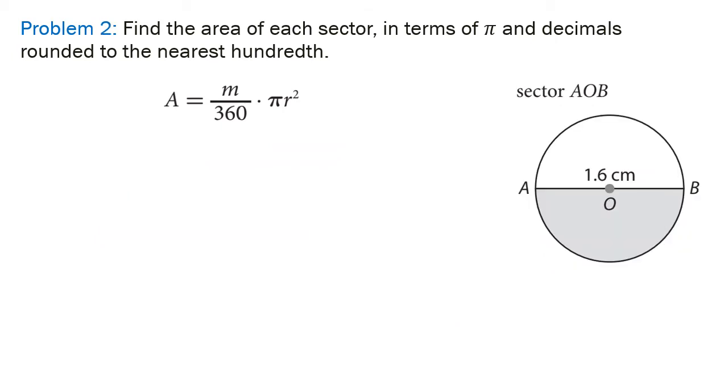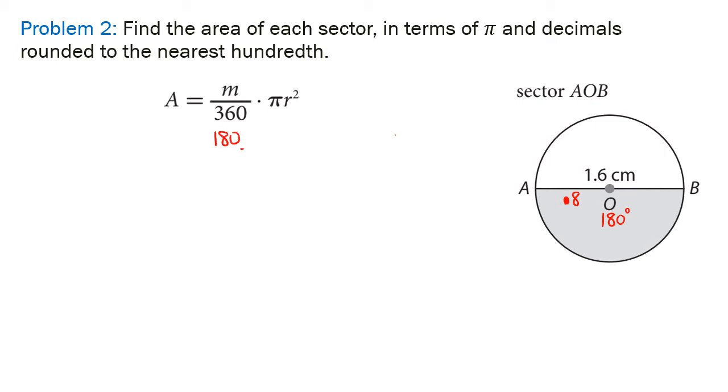Our next one wants us to find the area of sector AOB, but this time they provide the diameter. And we need to remember that the radius is half of our diameter. So this is going to be 0.8. And then we just go ahead and fill in the formula. You can see we have a semicircle. That means our angle measure is 180 degrees.